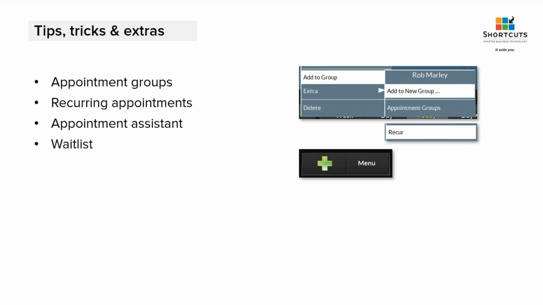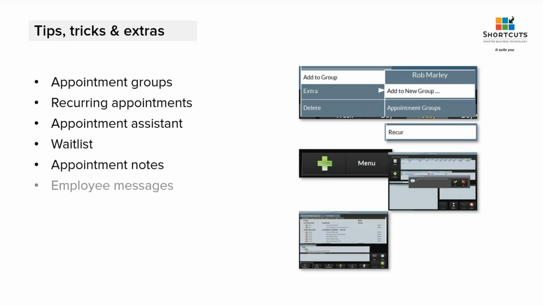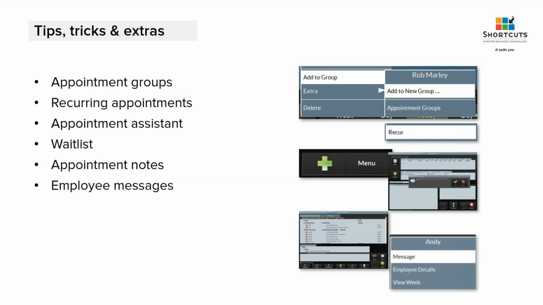So grouping customers into appointments. So these are some extras. You can right click and put multiple members in a group, whether it's a family or a wedding party, into a group, and Shortcuts will mark them accordingly by putting 2 dots in their appointment. You can right click and recur appointments. You can use the appointment assistant, put customers on the wait list, add notes to visits, add history notes to the client card. So all of this is accessible usually by using your right click command or using the appointment assistant button next to the menu.